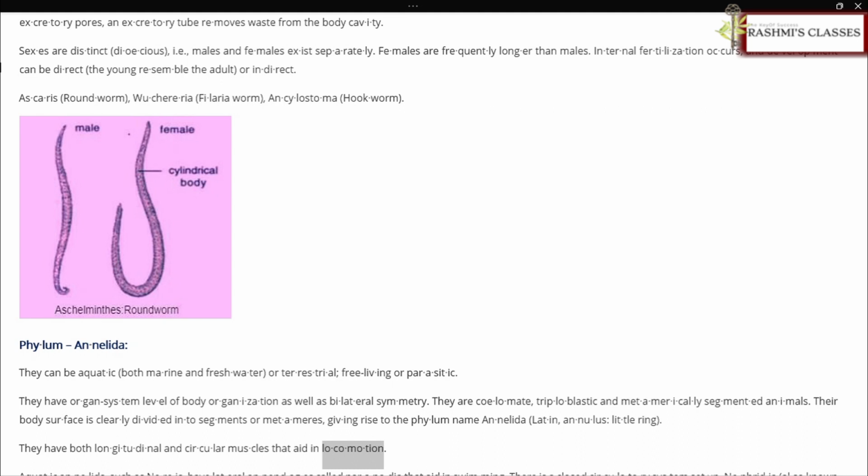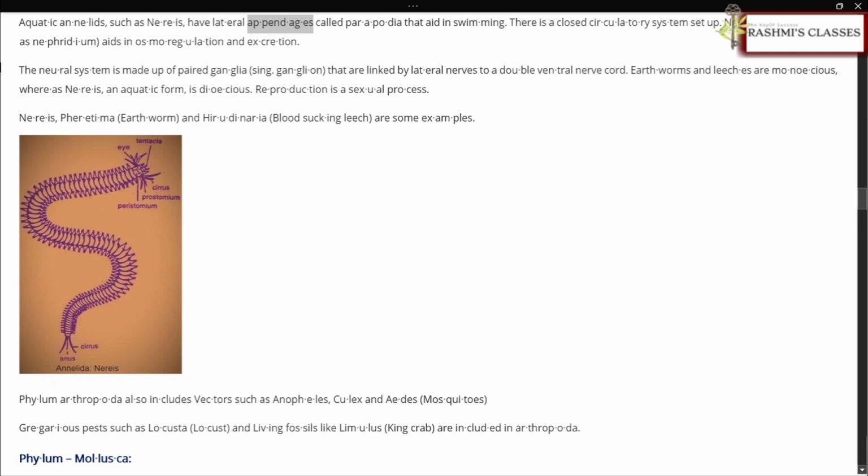Aquatic annelids, such as Nereis, have lateral appendages called parapodia that aid in swimming. There is a closed circulatory system. Nephridia, also known as nephridium, aid in osmoregulation and excretion. The neural system is made up of paired ganglia, synganglion, that are linked by lateral nerves to a double ventral nerve cord. Earthworms and leeches are monoecious, whereas Nereis, an aquatic form, is dioecious. Reproduction is a sexual process. Nereis, Pheretima, earthworm, and Hirudinaria, blood-sucking leech, are some examples.